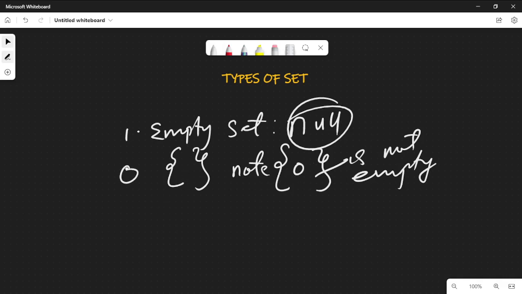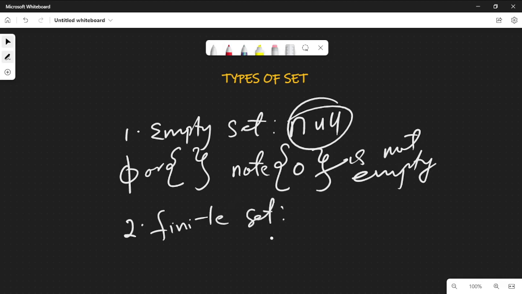And it is denoted with this symbol, phi. So when you see phi or you see this empty curly bracket, you know that they are talking about empty set. Is that taken in? So number 2 is finite set.